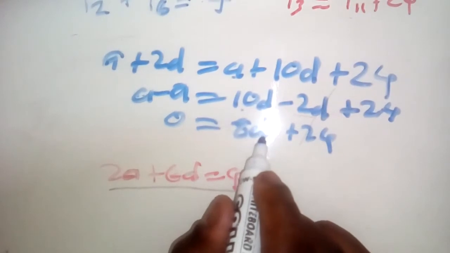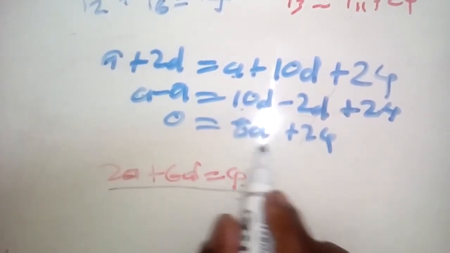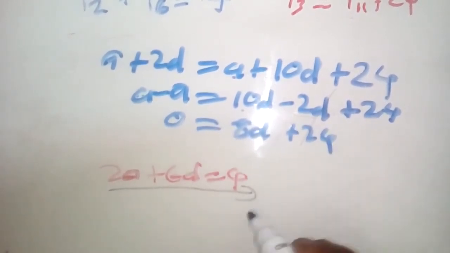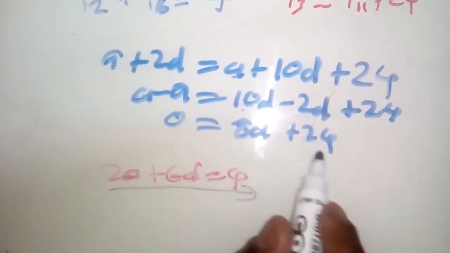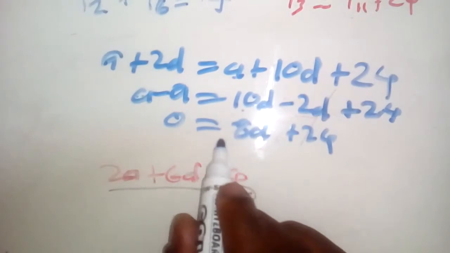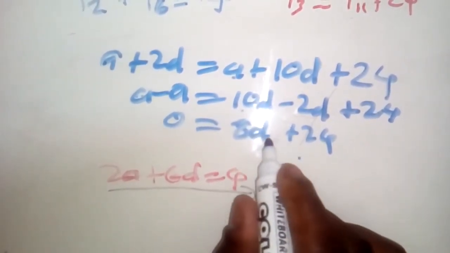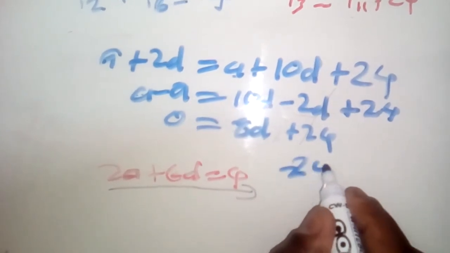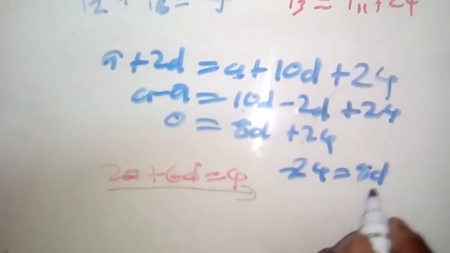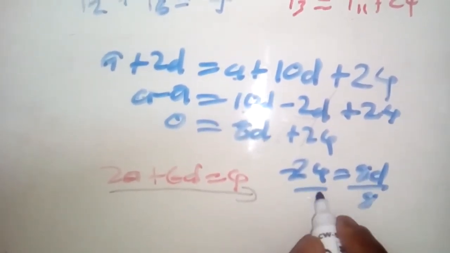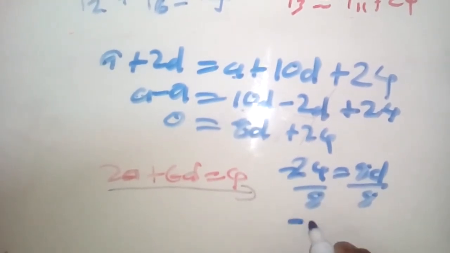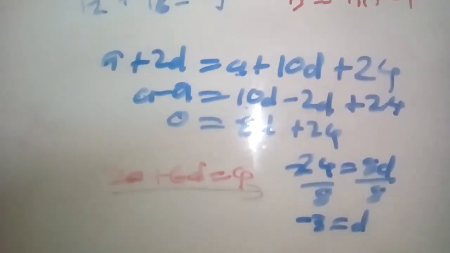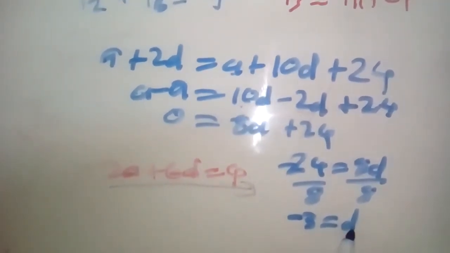Notice here we have only one unknown, meaning in this equation we can get our d. If we have two unknowns, we have to solve simultaneously. Since I've got only one unknown here, I can just solve for d immediately. If I take 24 to the other side, it's negative 24 is equal to 8d. If I divide both sides by 8, I'll get minus 3 is equal to d. So my d is equal to minus 3.